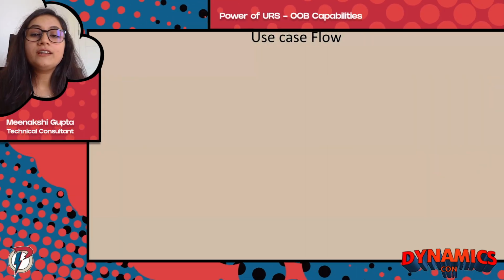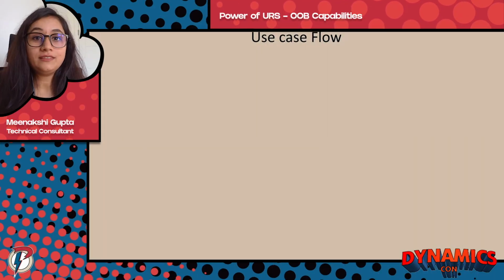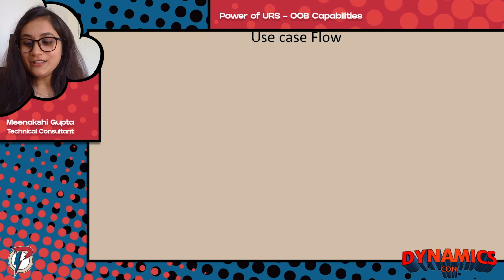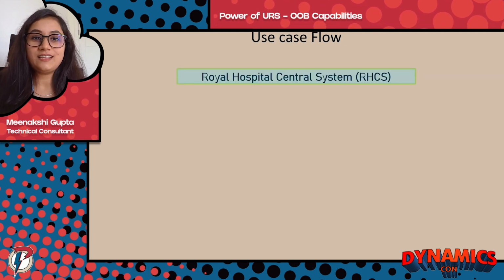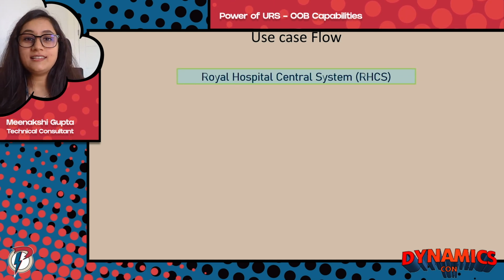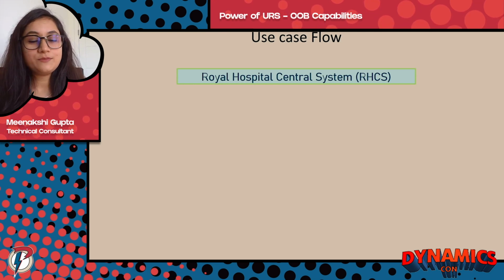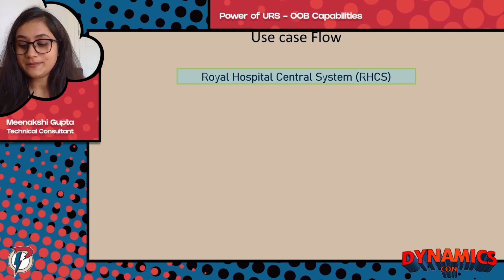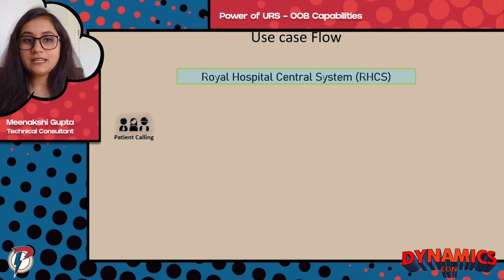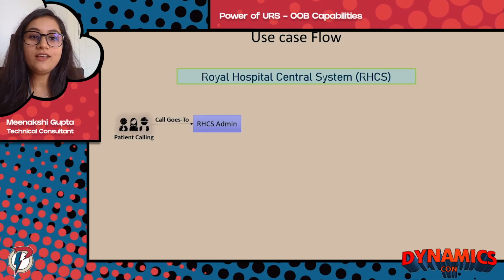So let's see the flow which I'm going to use to explain everything, the technical things which I talked about a lot just now as theory, but I'm definitely going to show you the whole practical. So the use case flow which I have used: let's say there's a Royal Hospital Central system which has multiple branches within a city and across cities. Here the data that I have set up is mainly for Glasgow and Edinburgh. So the flow I try to achieve is, a patient is calling. Let's say the patient calls and the call goes to the Royal Hospital Central System admin.